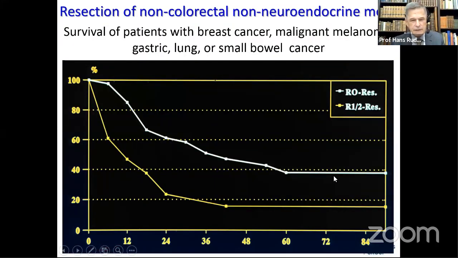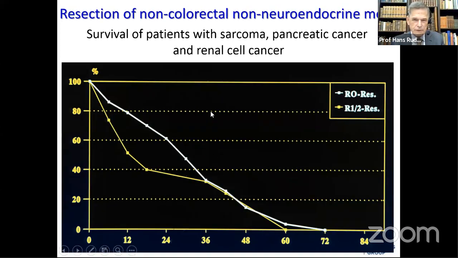In my early years, I analyzed the non-colorectal, non-neuroendocrine tumors in Hanover, and found 2 groups: a better group with breast cancer, malignant melanoma, gastric cancer, lung, and small bowel cancer, which had a 5-year survival after resection of nearly 40%, and a worse group with sarcoma, pancreatic cancer, and renal cancer with a poor 5-year prognosis.